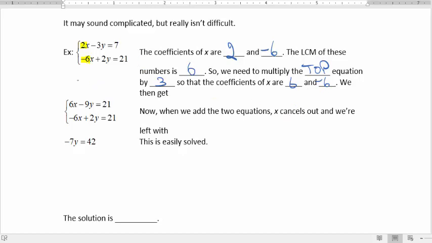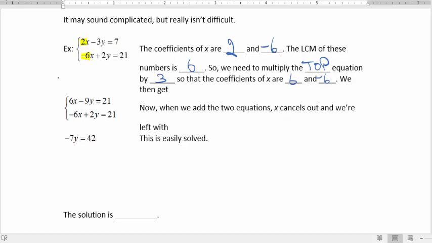All right, so the idea is, how did we get from this first step to this second step? Well, we just took the first equation and we multiplied each part of it, all three pieces, by 3. So 3 times 2x gave me 6x. 3 times negative 3y gave me negative 9y. And 3 times 7 gave me 21. So here's my second step.